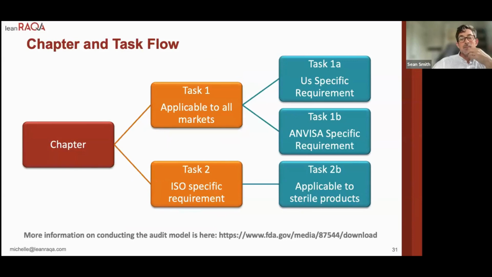Here's a question about MDSAP. Who or what organizations audit for MDSAP? Yep, that's a great question, and that is coming up in the next slide or two. Sorry, be sure to address it.